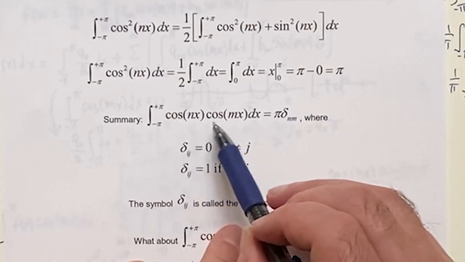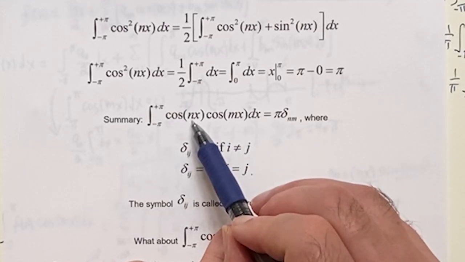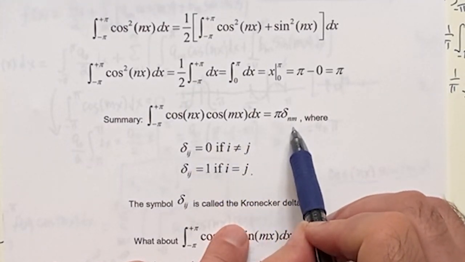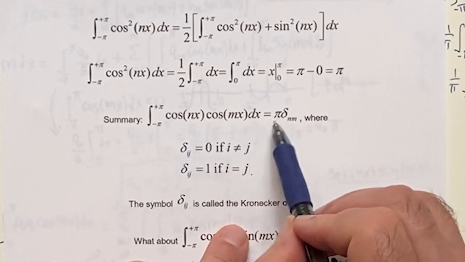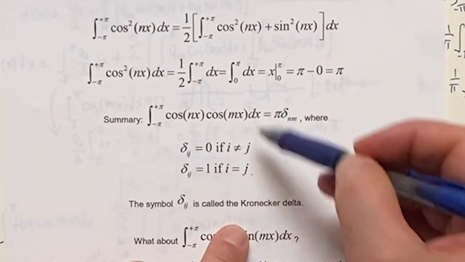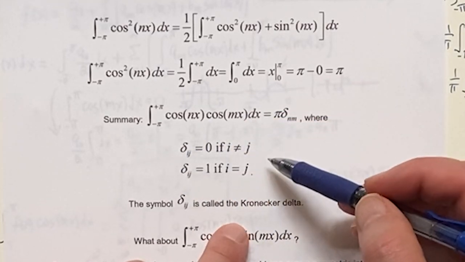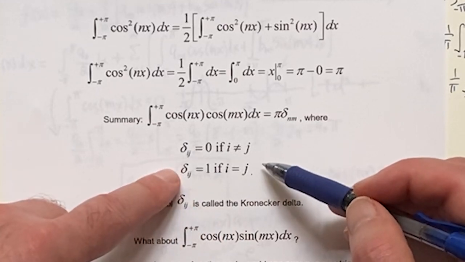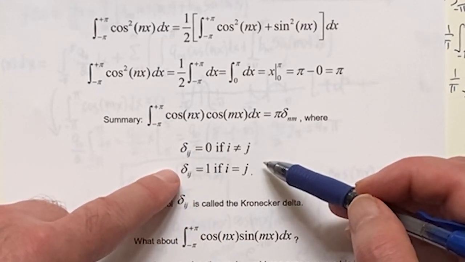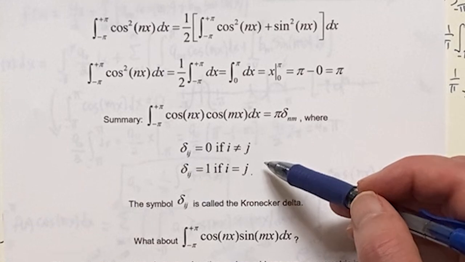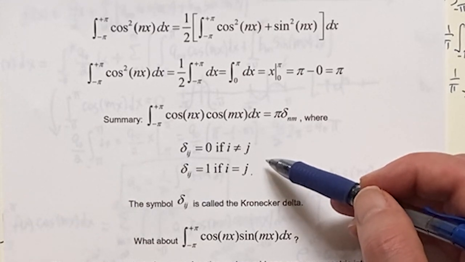I just wanted to show you this notation. So we showed that when you do this integral, if n doesn't equal m, you get 0, and if n equals m, you get pi. This is a cool way of summarizing that. You've probably seen that notation in other courses, or if you haven't, you will. It's used quite commonly, so that's neat to see.